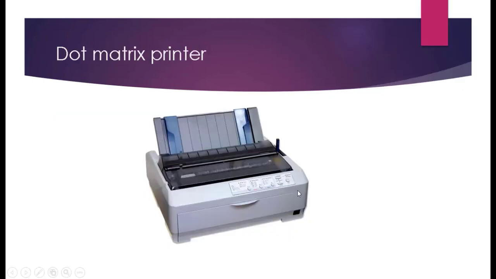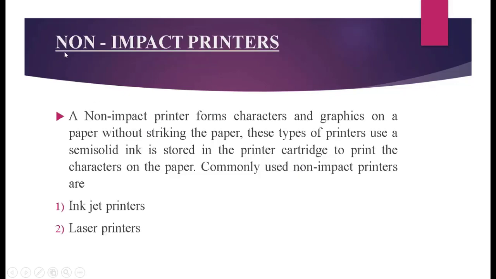You can see a dot matrix printer over here. Non-impact printers: a non-impact printer forms the characters and graphics on the paper without striking the paper. These types of printers use a semi-solid ink stored in the printer cartridge to print the characters on the paper. Commonly used non-impact printers are inkjet printers and laser printers.